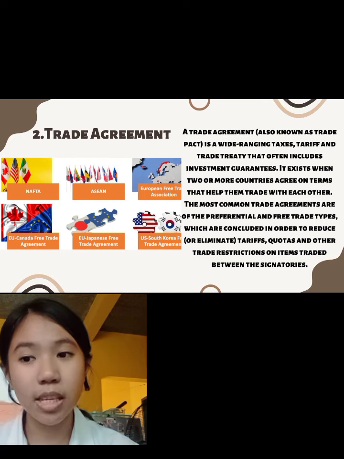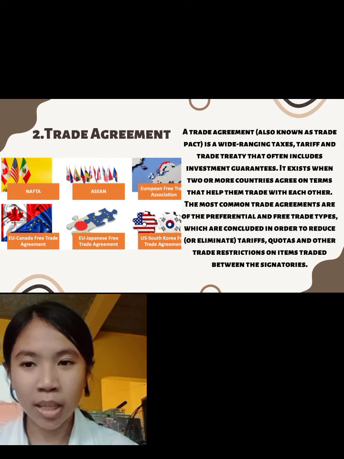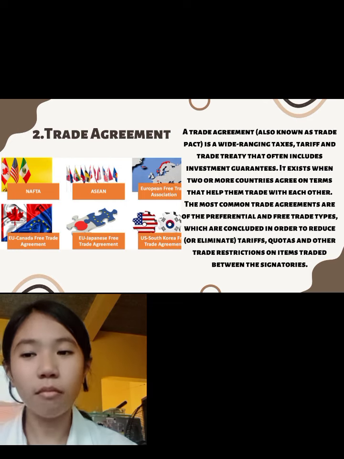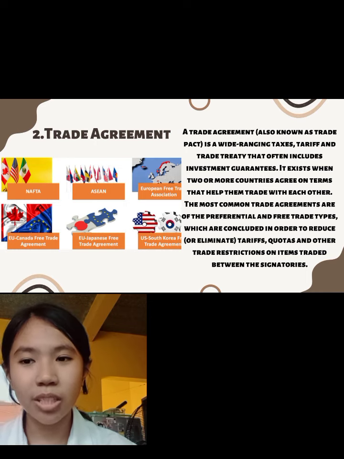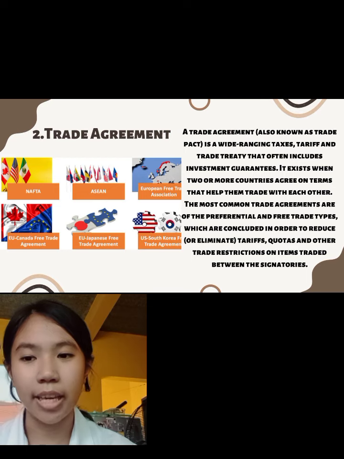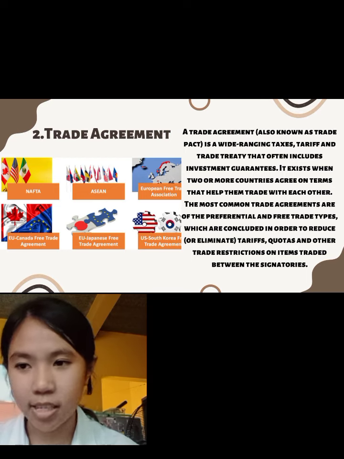often includes investment guarantees. It exists when two or more countries agree on terms that help them trade with each other. The most common trade agreements are of the preferential and free trade types, which are concluded in order to reduce or eliminate tariffs, quotas, and other trade restrictions on items traded between the signatories.